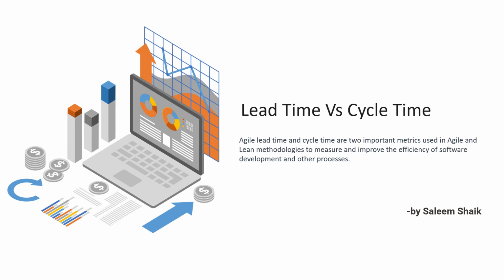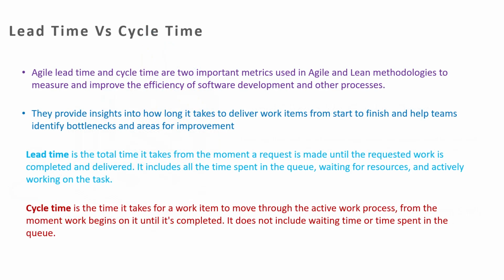If you understand the reasons for this, then only you can improve the efficiency of software development. To go into detail, first we'll understand what lead time and cycle time are and their definitions. Lead time is the total time it takes from the moment a request is made until the requested work is completed and delivered. It includes all the time spent in the queue waiting for resources, and actually working on the task. And cycle time is the time it takes for a work item to move through the active work process, from the moment work begins on it until it is completed.